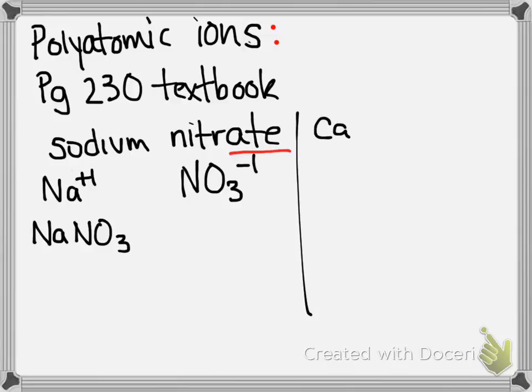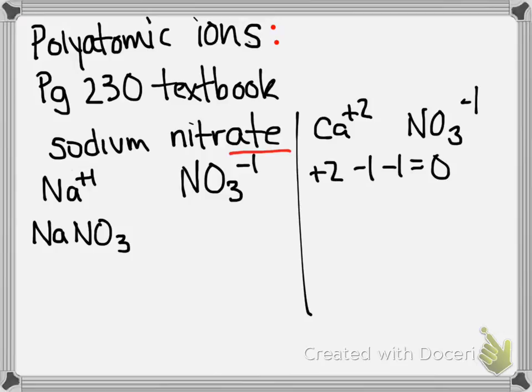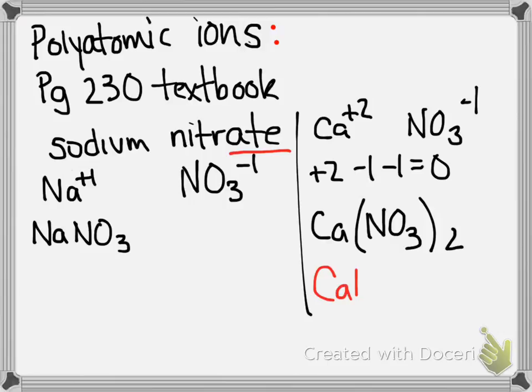If more than one nitrate was needed, let's say we had calcium instead. Okay, so calcium was +2, nitrate's still -1. So we would have +2 -1 -1 equals 0. And so in this case we'd have calcium, but we're going to put the nitrate in parentheses. So the NO3 goes in parentheses, and then I'm going to put a 2 on the outside. Because if you didn't, what it would look like would be CaNO32, and that looks more like calcium, 1 nitrogen, and 32 oxygens, which is just wrong.